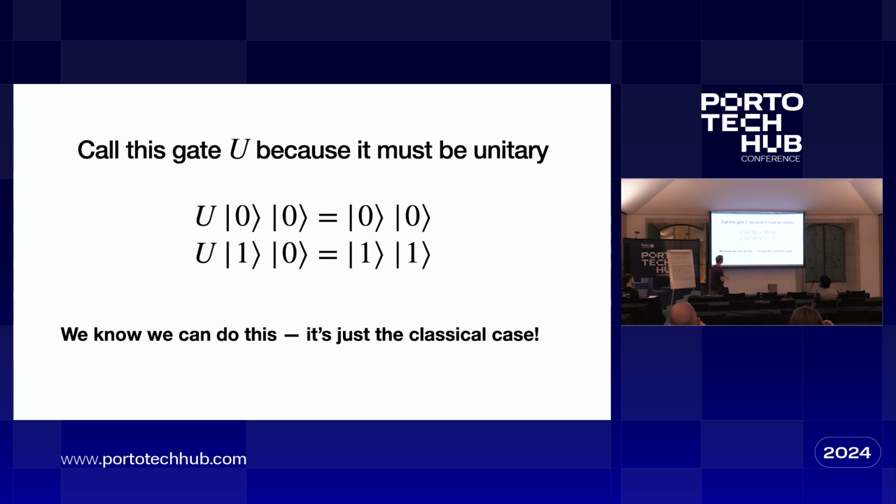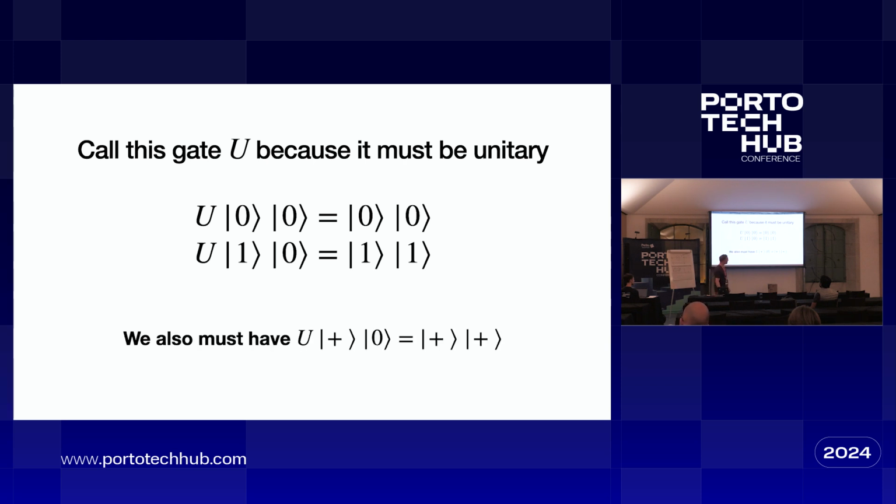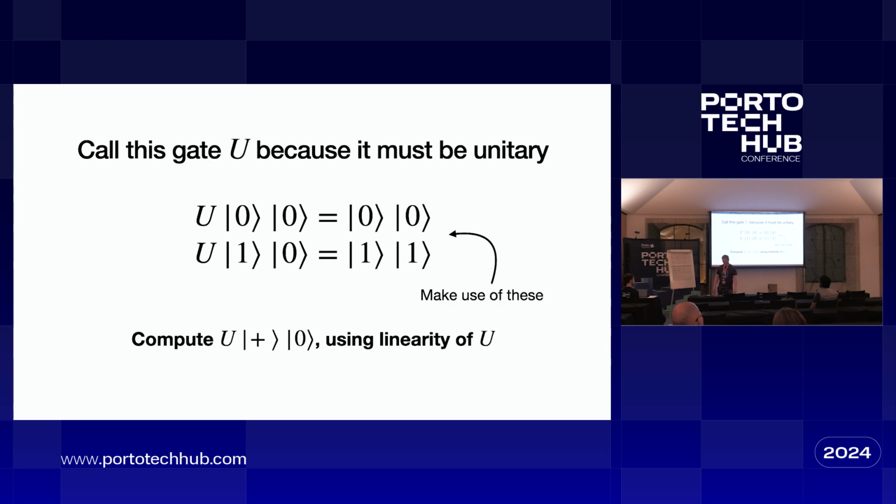Now, let's start with how it acts on the states 0 and 1. So we have a gate which takes |0,0> and gives me back |0,0>, and takes |1,0> and gives me back |1,1>. Can we do this? Yeah, of course we can. This is classical copying of a bit. Quantum mechanics can do this. We know that. We do it all the time. But we also need it to take |+,0> and give |+,+>. All right? So let's check that it does that.